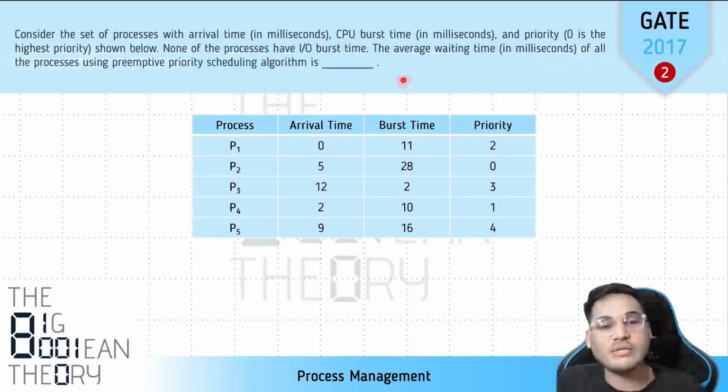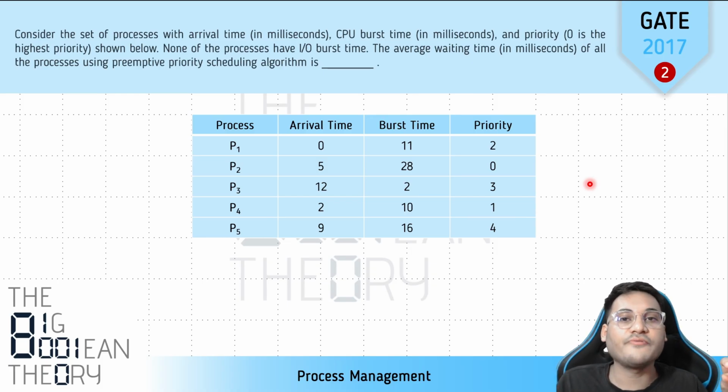And the final statement is that the average waiting time in milliseconds of all the processes using preemptive priority scheduling algorithm is dash. So the question is basically saying that given this information, what is the average waiting time?